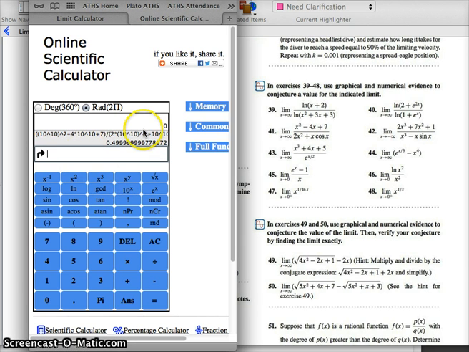We can see fairly easily that the limit looks like it will be 0.5, or a half. Not that big of a deal.